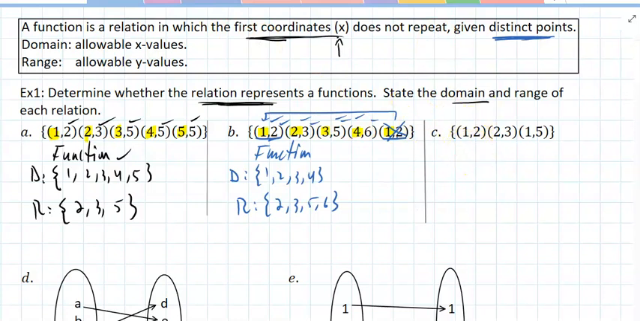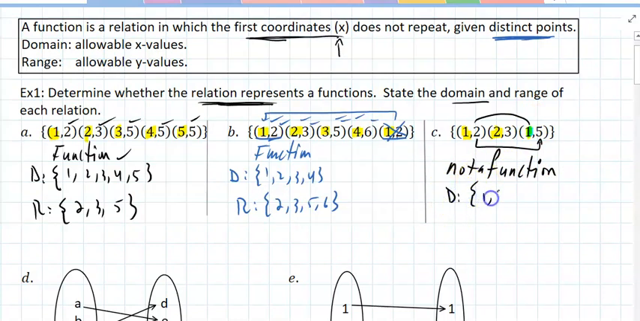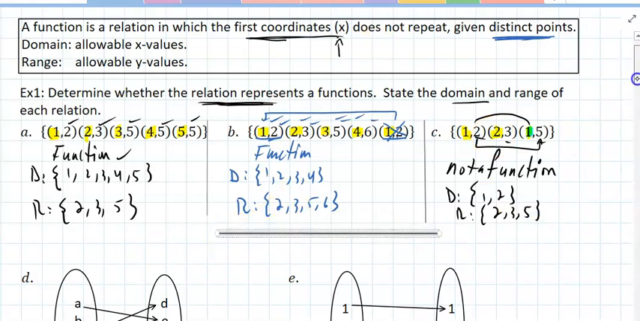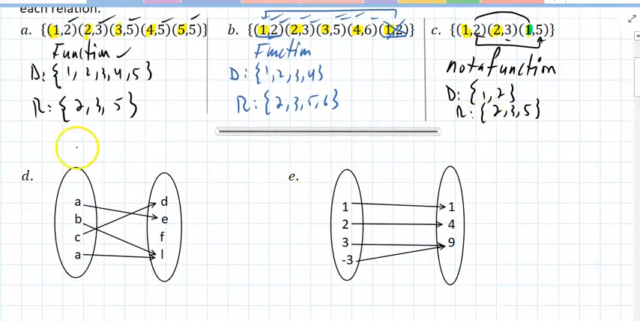How about this? Well, does the x value repeat? 1, 2, 1. It does repeat. Right there. And these are not the same points. So, not a function. What's the domain? Allowable x values, 1 and 2. What's the range? Y values, 2, 3, and 5. And that's pretty much it for this part. Given points, that's how we do it. Fairly simple.